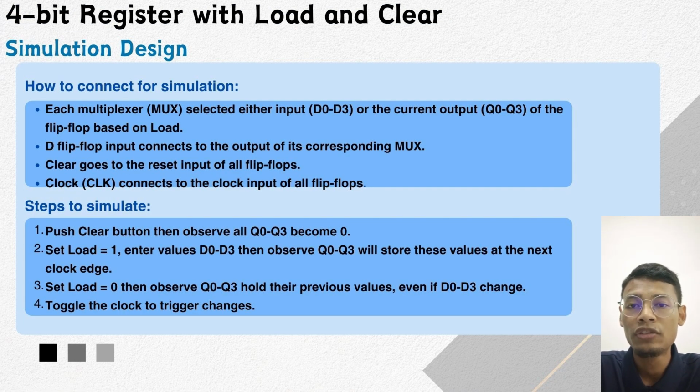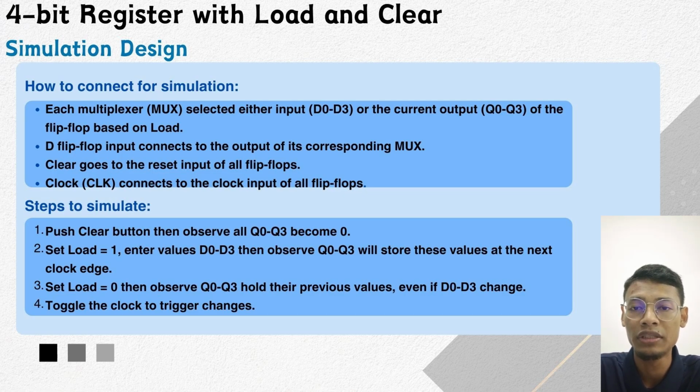Now, let's look at how to connect this circuit for simulation. Each multiplexer selects either the input or the current output of the flip-flop based on load. The flip-flop output connects to the output of its corresponding multiplexer. Clear goes to the reset input of all flip-flops. Clock connects to the clock input of all flip-flops.